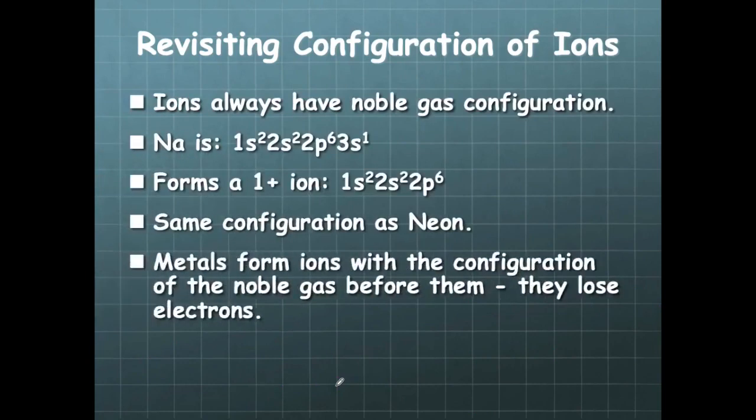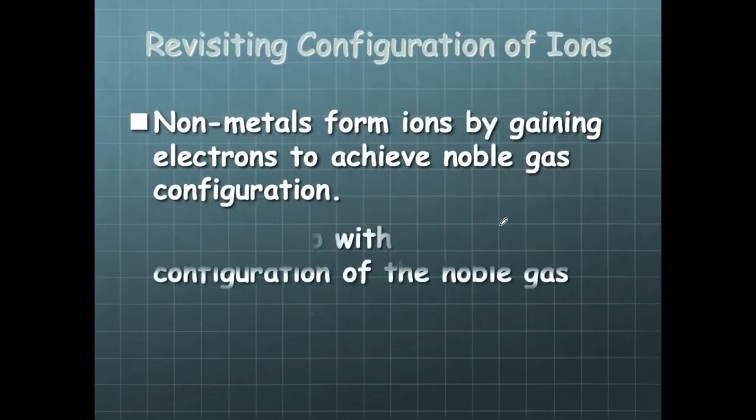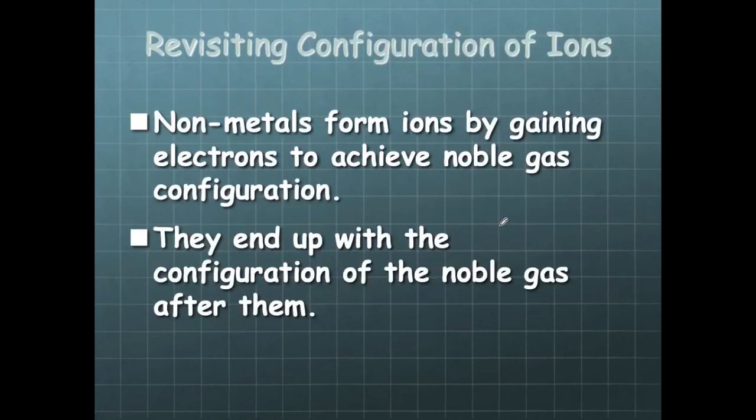Okay, so let's recap what we have learned. So ions of representative elements would always have noble gas configuration. So if we look at this example, this is sodium atom. This is the electron configuration of sodium ion, which is the same electron configuration as neon. Okay, and non-metals again would be able to achieve the noble gas configuration by gaining electrons, and that is true for representative elements.